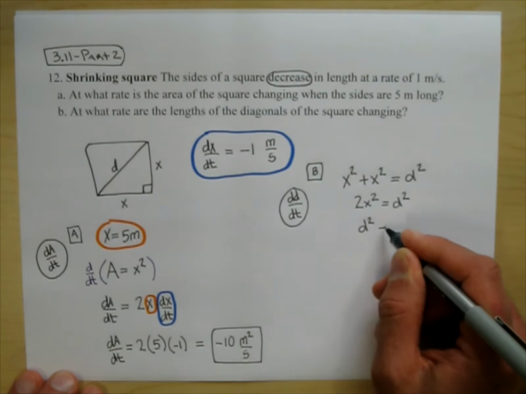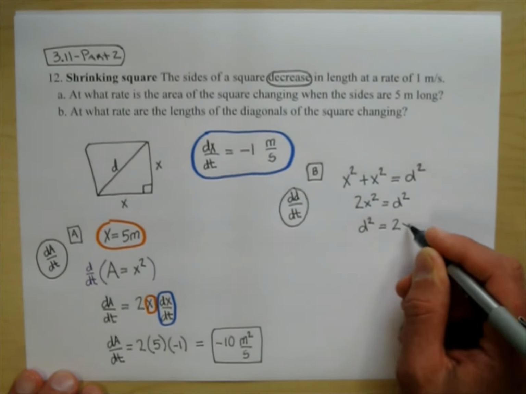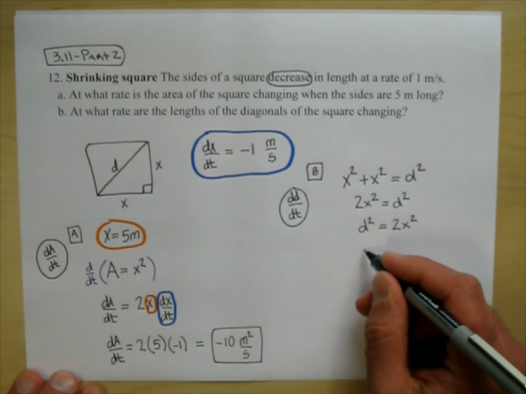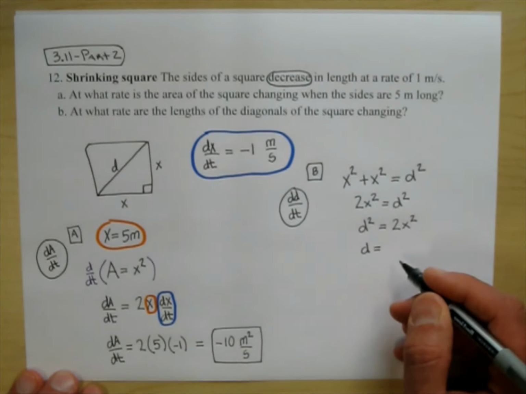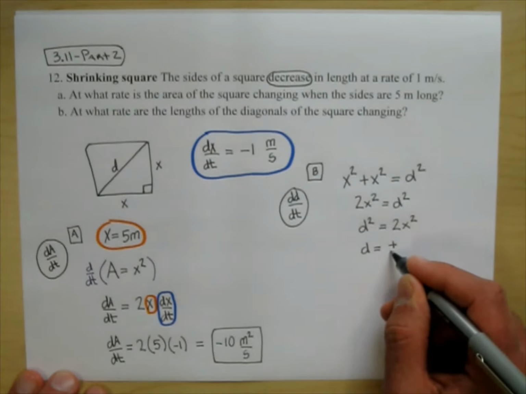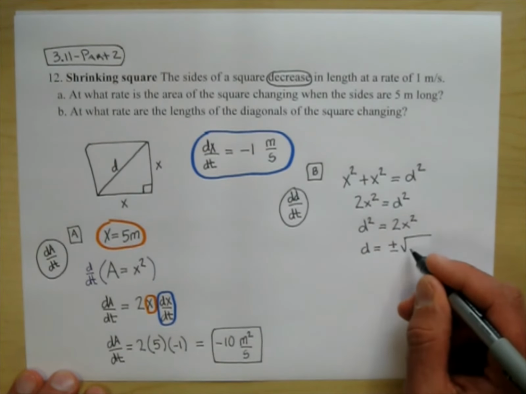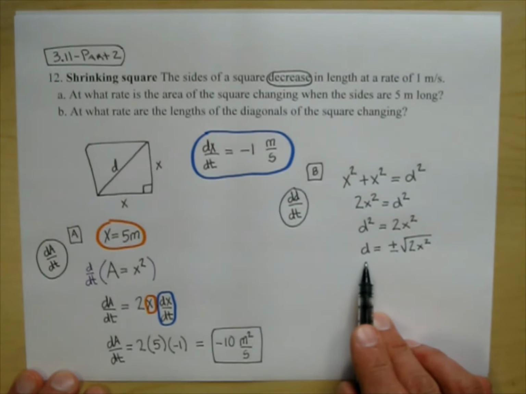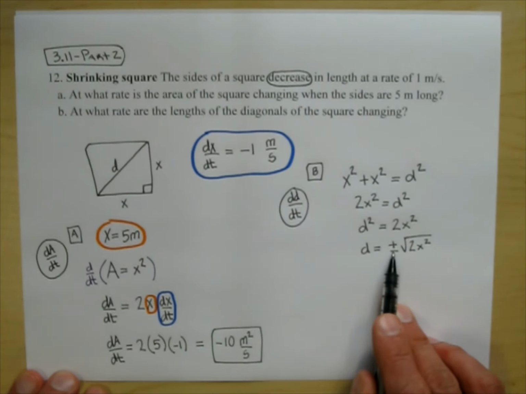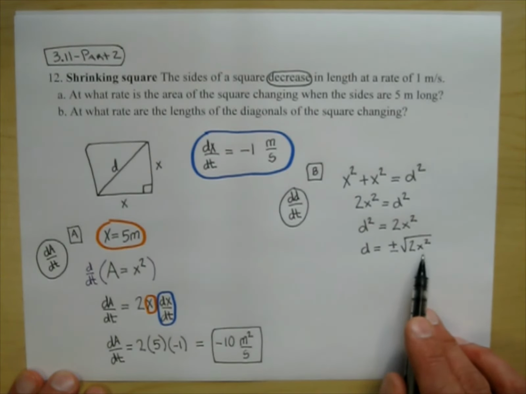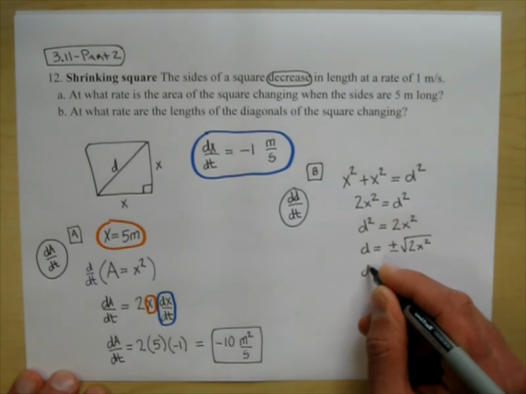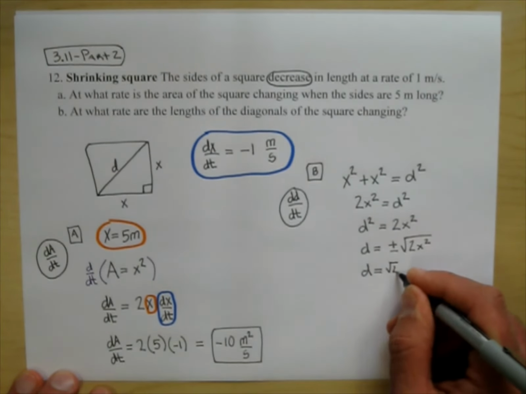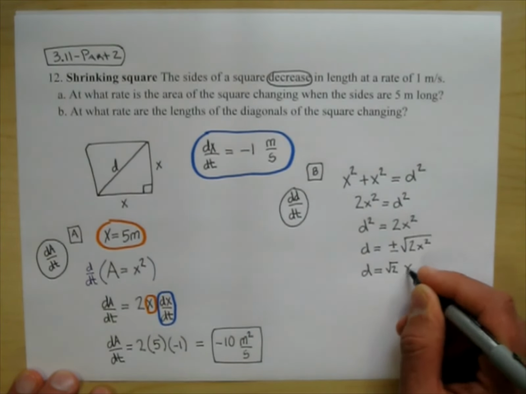D squared equals 2x squared. I'm going to go ahead and take the square root on both sides. This is going to give me d equals plus or minus the square root of 2x squared. Well, the diagonal happens to be a positive measurement, so we're just going to go with the plus. And since x is positive, the square root of x squared is just going to be x. So my formula says the diagonal equals the square root of 2 times x.